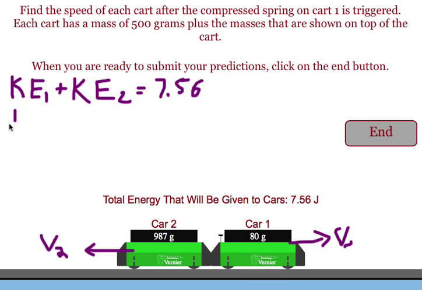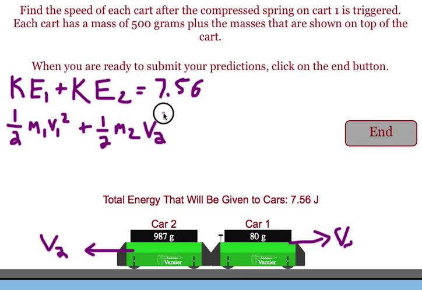So what we want to do is 1/2 the mass of car 1, which would be 580 grams. Obviously, we want to work that in kilograms, times the velocity of car 1 after they separate, squared, plus 1/2 the mass of car 2. Car 2 is 500 grams plus another 987 grams. Again, make sure you work it in kilograms. V2 squared. That's going to be equal to 7.56.